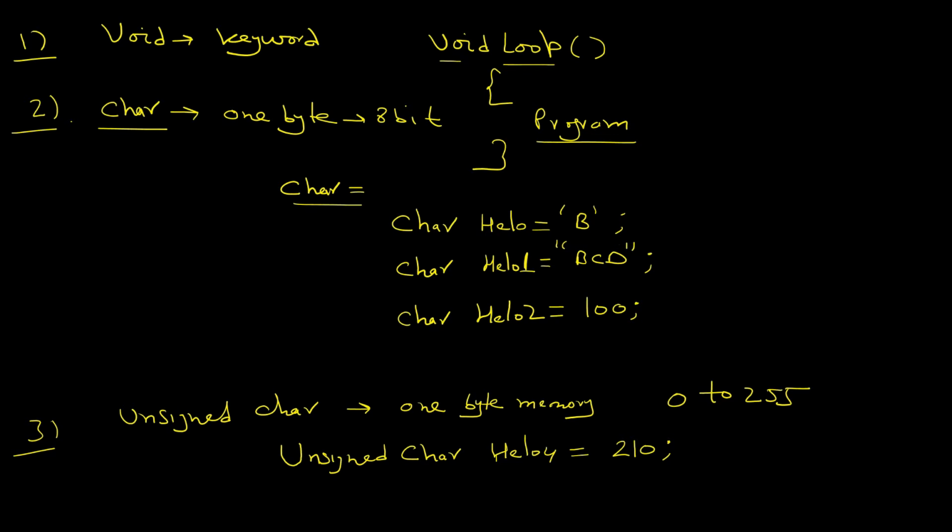Now next is byte. Byte is also 8-bit, similar to the unsigned char. So the fourth one is byte. You can define it as an 8-bit unsigned number from 0 to 255. This is similar to the unsigned char. So you can write here byte hello5 equal to 60. So we have defined a byte variable with the name hello5, which has the value 60.